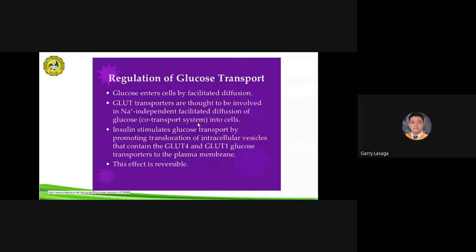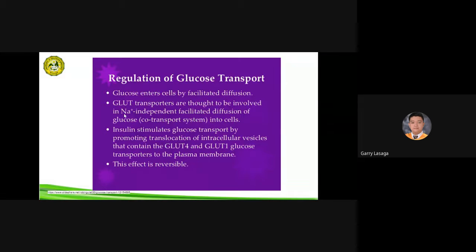Another type of molecule that is being transported by way of facilitated diffusion is glucose. We define glucose as the basic unit or the simplest form of the sugar molecule. For glucose to be transported across the membrane, they need transporters. And these transporters are known as GLUTs, G-L-U-T. These GLUT transporters are thought to be involved in sodium-independent facilitated diffusion of glucose into the cells.